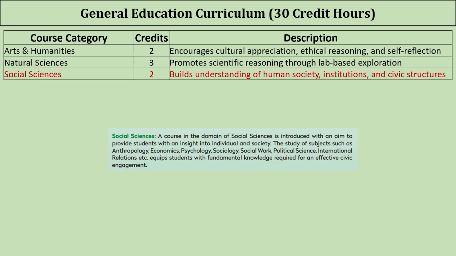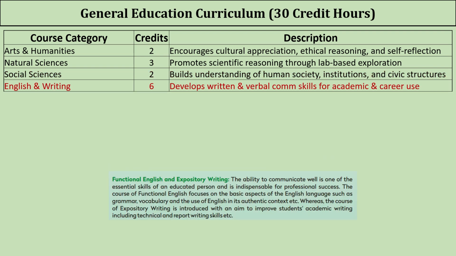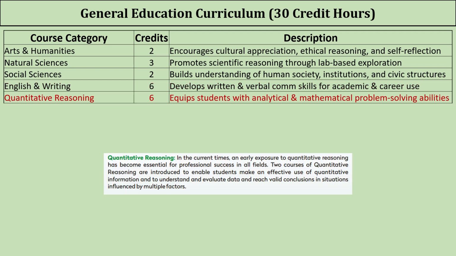Social sciences, 2 credit hours, teaches insight into human behavior, societies, governance and political systems, vital for responsible citizens. English and writing, 6 credit hours, includes functional English and expository writing, essential for professional communication and academic success.